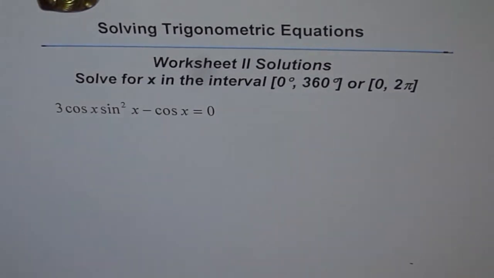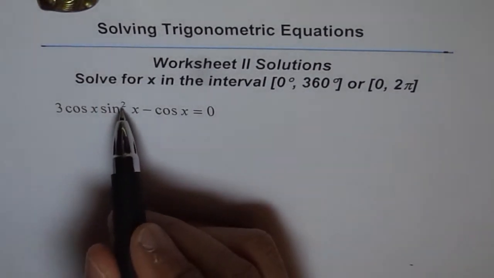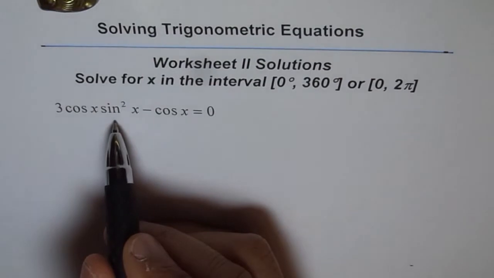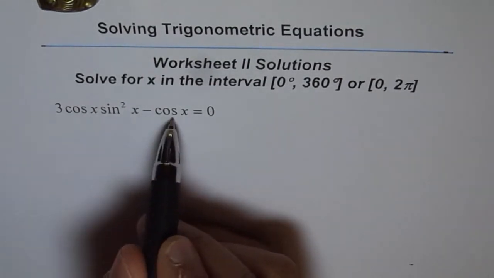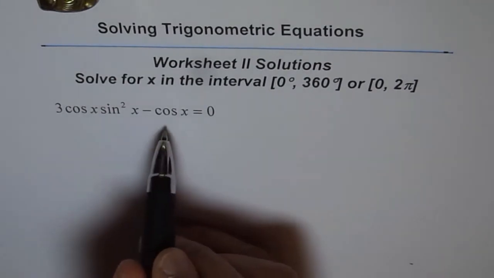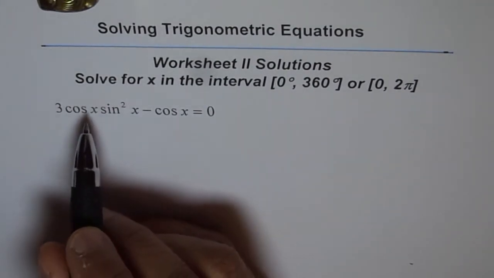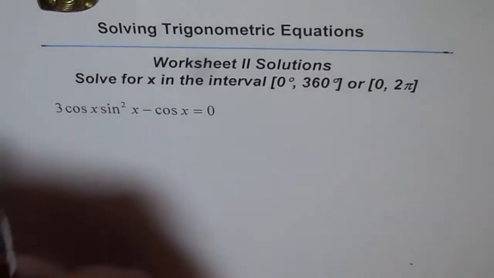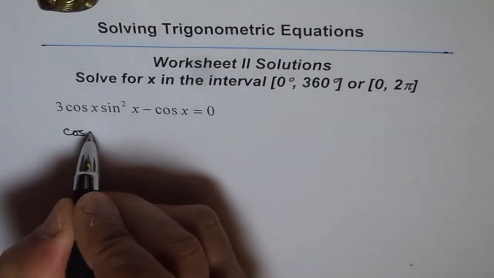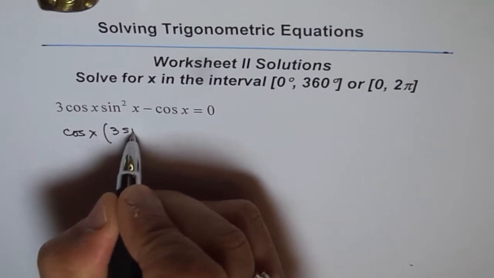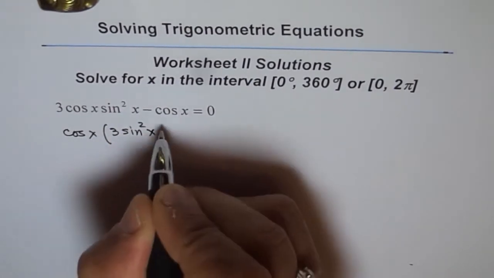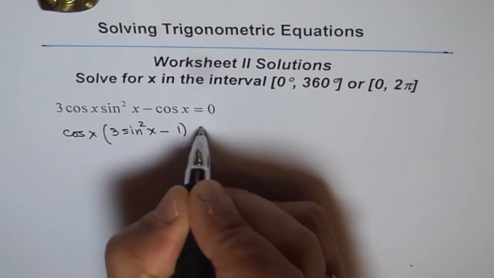Well, one way could be to convert sin squared x into cos squared x, but that will land us in problems. You notice one more thing: you can take cos x common. So that may help you solve this problem. Let's try doing that. We'll factor out cos x. So we get cos x, and within brackets we get 3 sin squared x minus 1 equals 0.